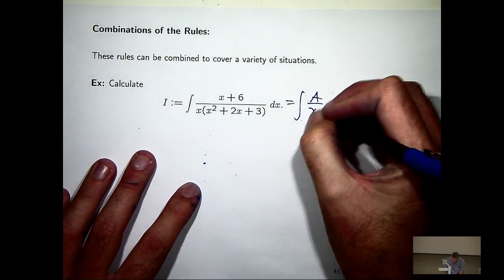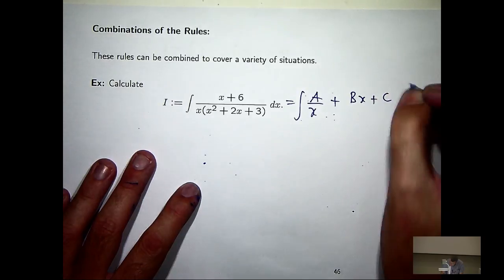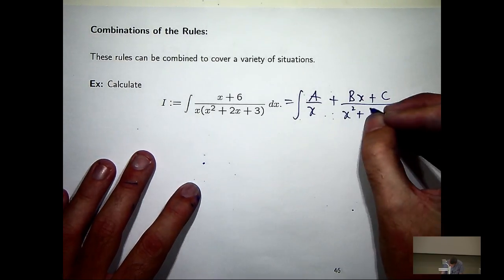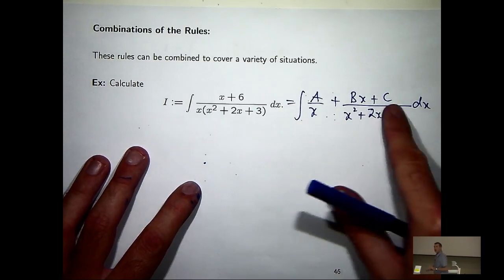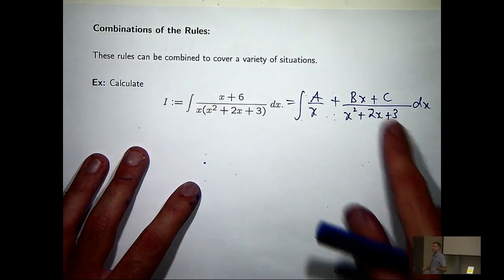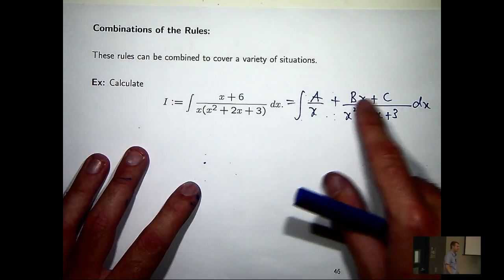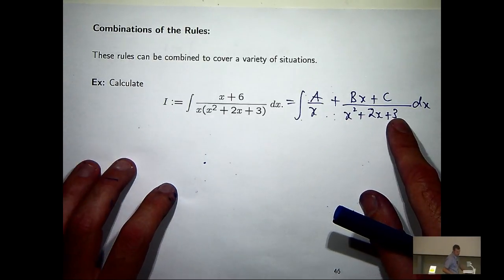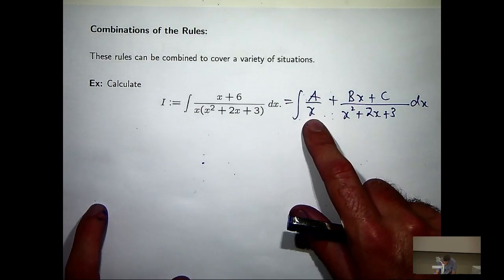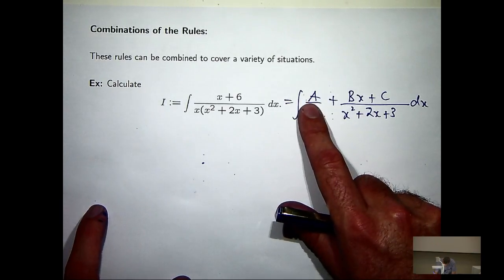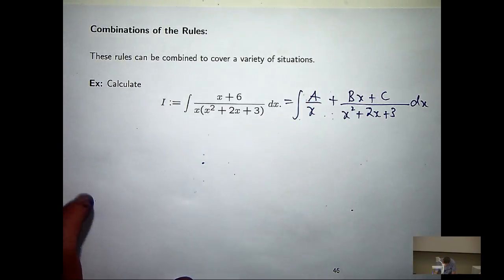The decomposition. Now notice up top I've got bx plus c, and I've got a quadratic down the bottom that won't factor. This is standard procedure for these problems. So I'm going to have to do two integrals. The first one's easy enough, but before I get there, I have to calculate a, b, and c.